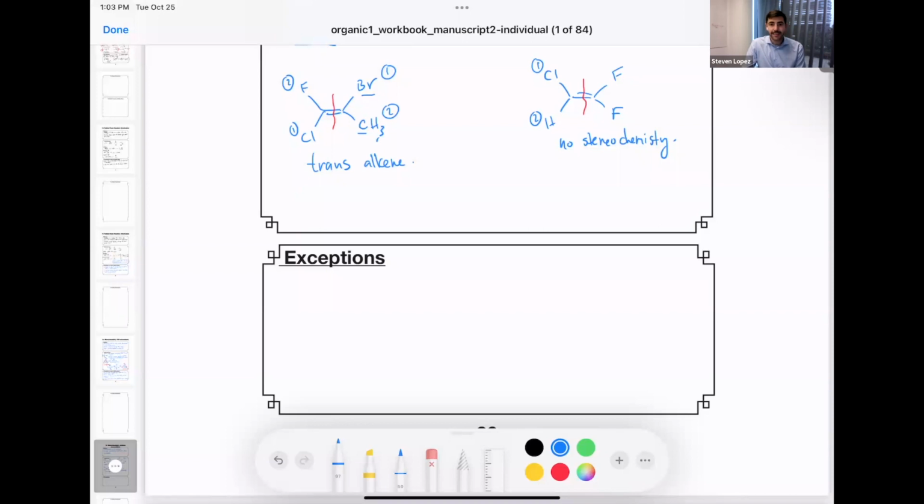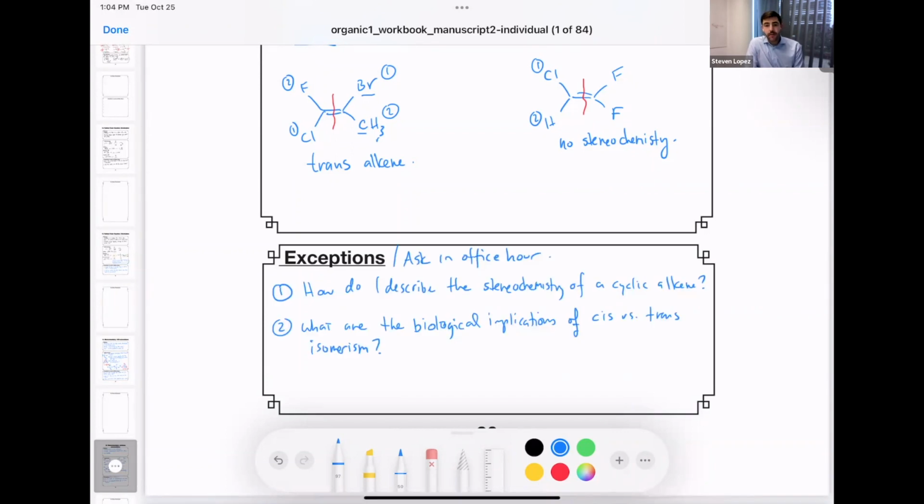I suppose this last example is somewhat of an exception, but maybe things you might ask in office hours are: 1, how do I describe the stereochemistry of a cyclic alkene? That one's a little complicated, and well, not enough time can be dedicated in a 5-minute or less video. And 2, what are the biological implications of cis versus trans isomerism? If there's a trans alkene, does it have the same biological activity as a cis alkene? Just some things to think about.